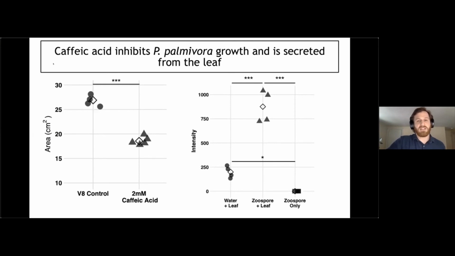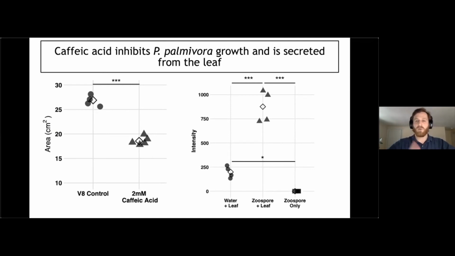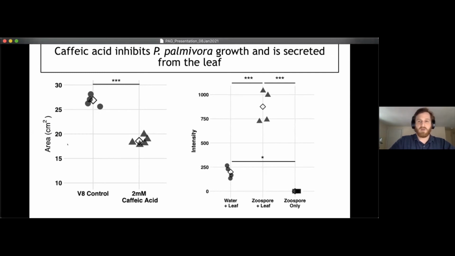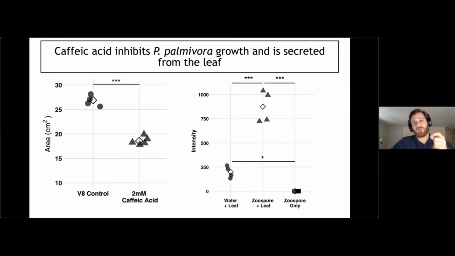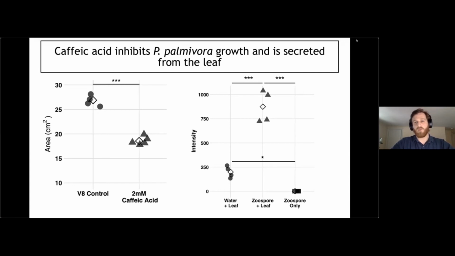Secondly, we performed two experiments to show that caffeic acid is directly inhibitory to Phytophthora. Like I showed before, caffeic acid inhibits zoospore germination, but it was unknown whether it would inhibit mycelia as well. So we performed an experiment where we dosed cultures of V8 media with 2 millimolar caffeic acid, and we looked at inhibition of Phytophthora palmivora. Here the y-axis is area, and the x-axis is either V8 control or 2 millimolar caffeic acid. And what we see is significant inhibition of Phytophthora palmivora when we treat it with caffeic acid.